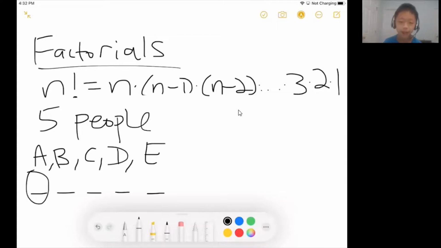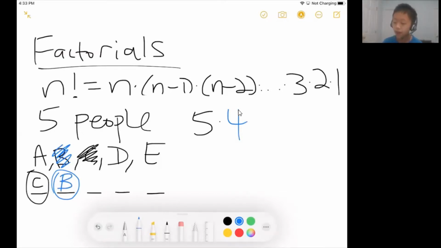you have 5 ways to choose who stands first in the line, right? The first person in the line can be A, B, C, D, or E. So there are 5 choices. Let's say you chose person C. Then that means you can't choose person C again. So in this second spot now, you have 4 choices to choose which person stands second in line. So you would do times 4.